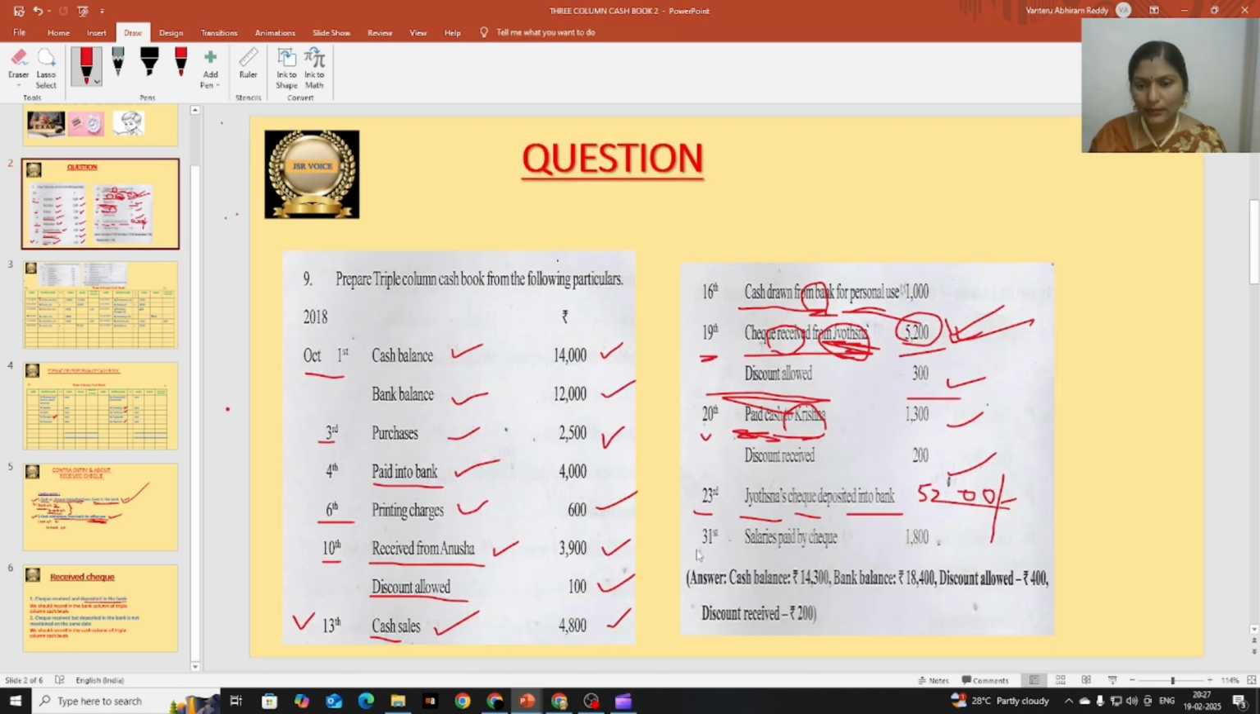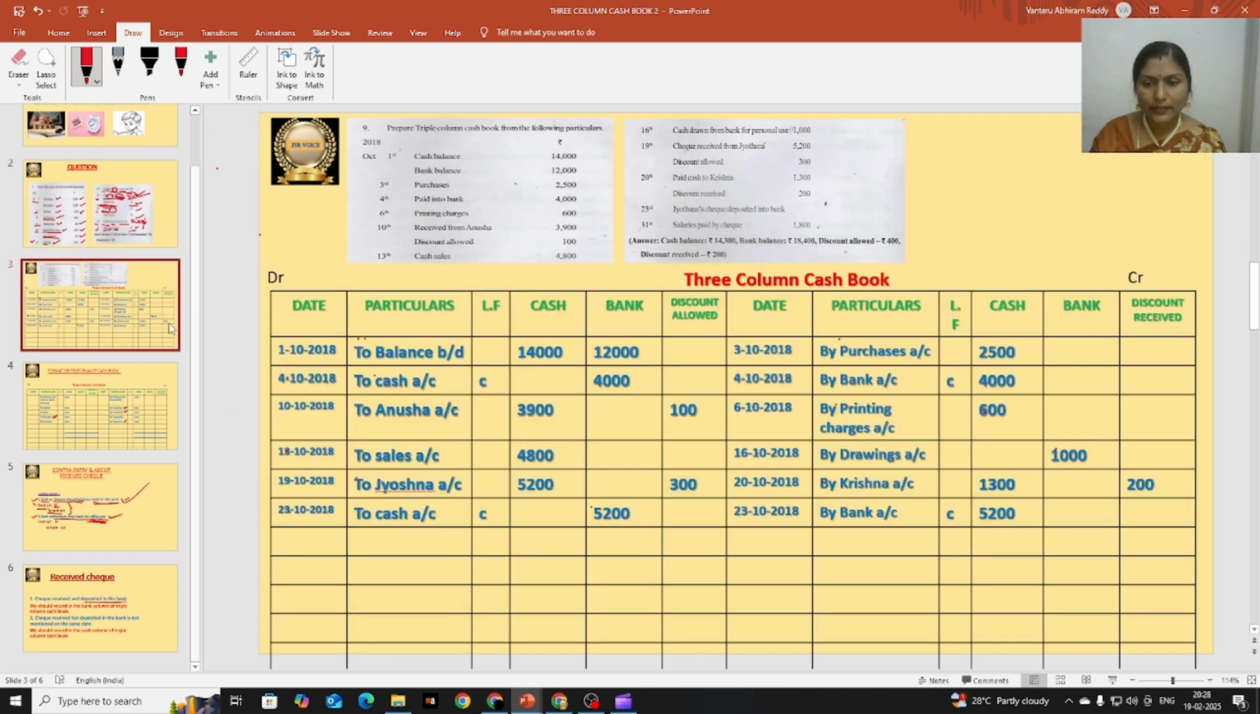So the last one, 31st. What is the date? 31st. Salaries paid. In case of any payments, cash goes out. We will record all payments on the credit side. You can see the format so that you will understand. Salaries paid by check, so we will put the amount in the bank column, and what are we going to write? Salaries account. It is 1,800. So 1,800 we are going to write. Let us record there on the credit side.